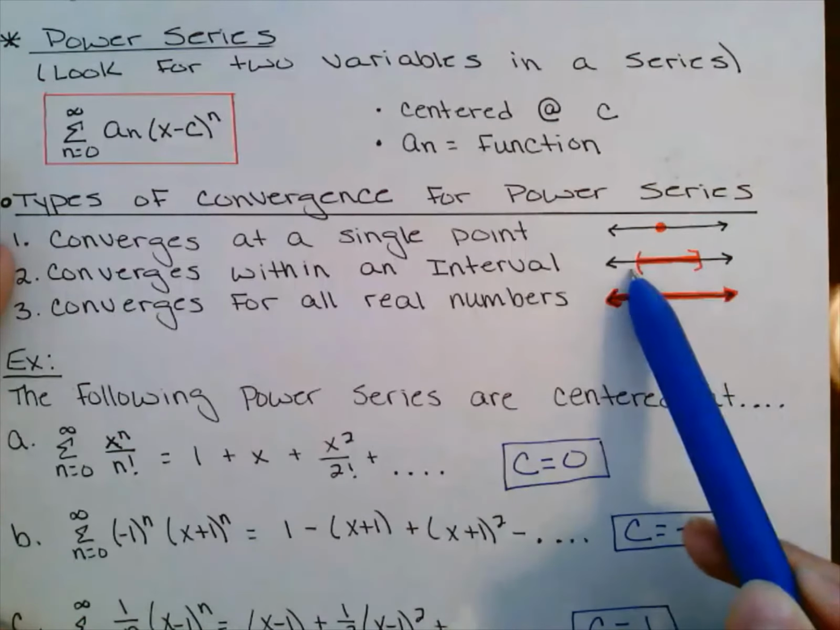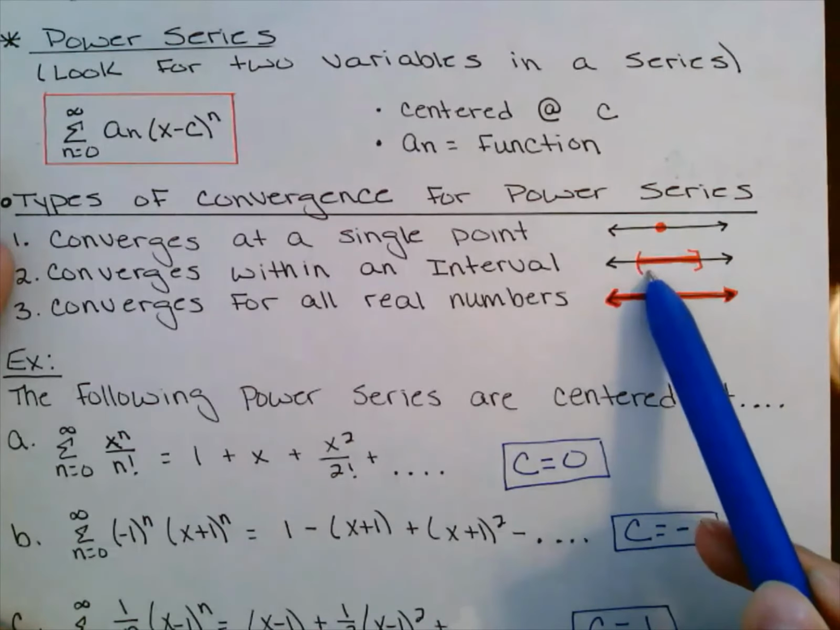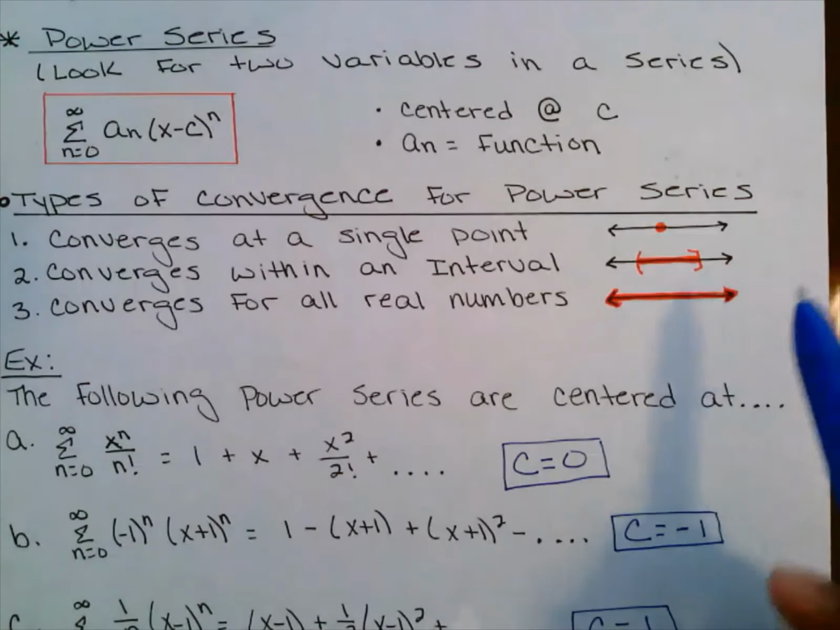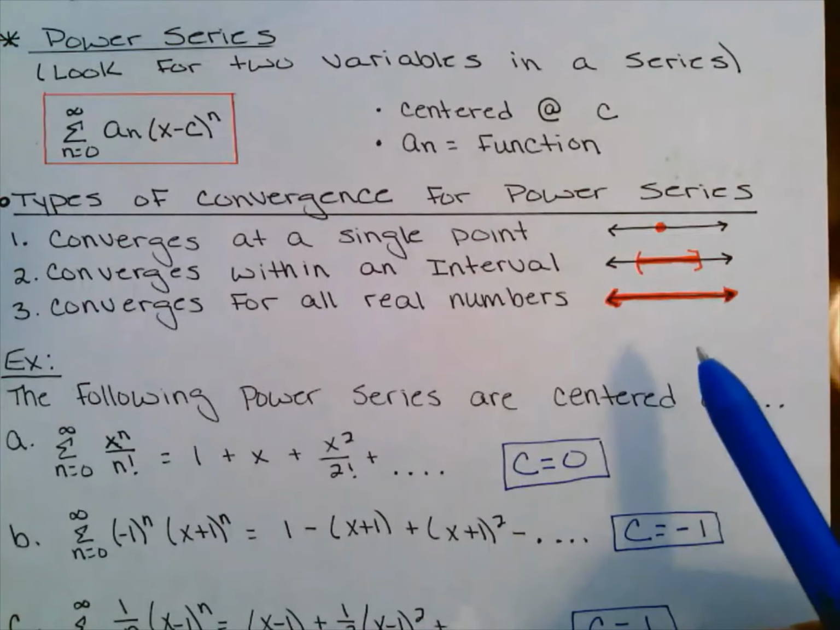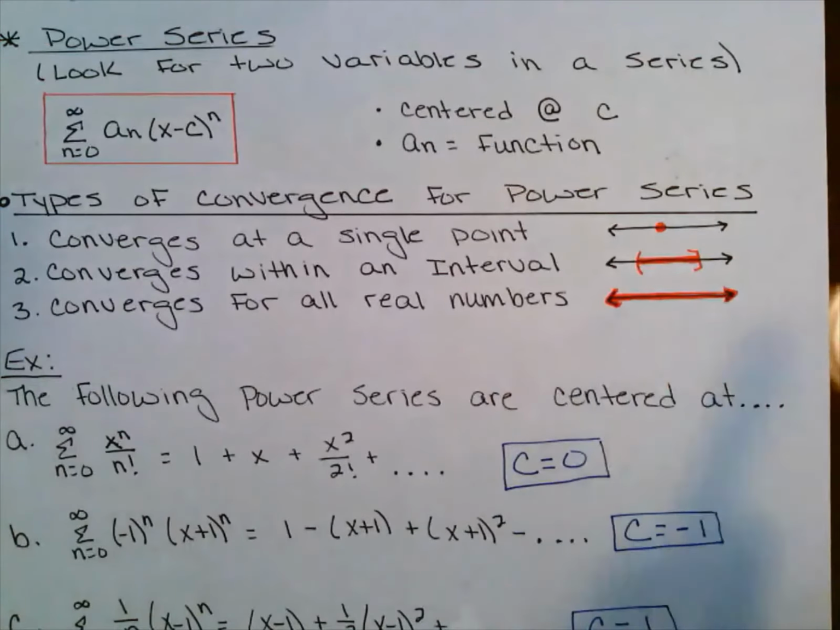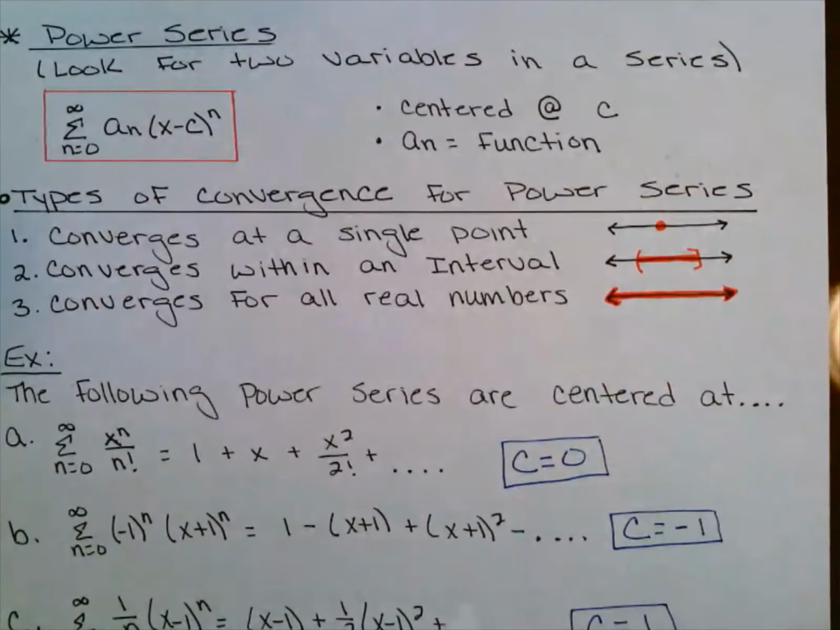It can include one of the endpoints, and that is represented by this bracket, or technically they can both be brackets and it includes both endpoints. That is something you'd have to test, and I'll show you how to do that now. The third scenario is that it converges for all real numbers. It is infinite. It converges always, no matter what number you plug in for that second variable that we were talking about, okay?